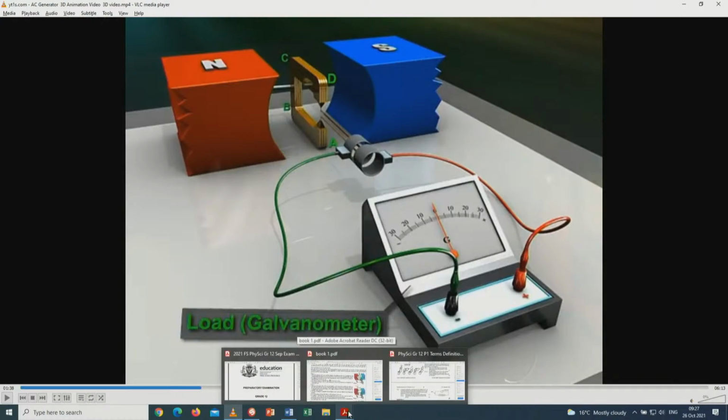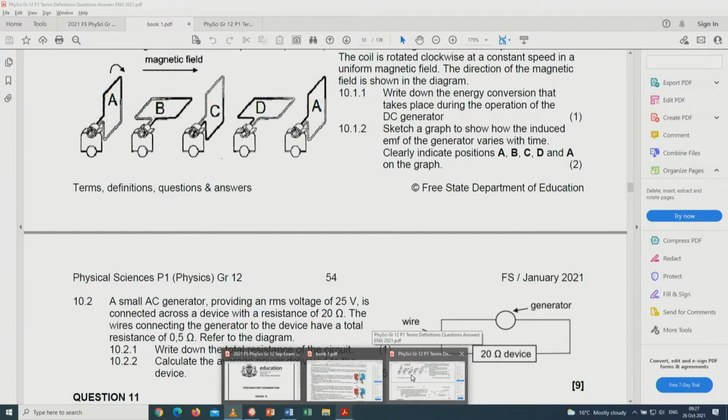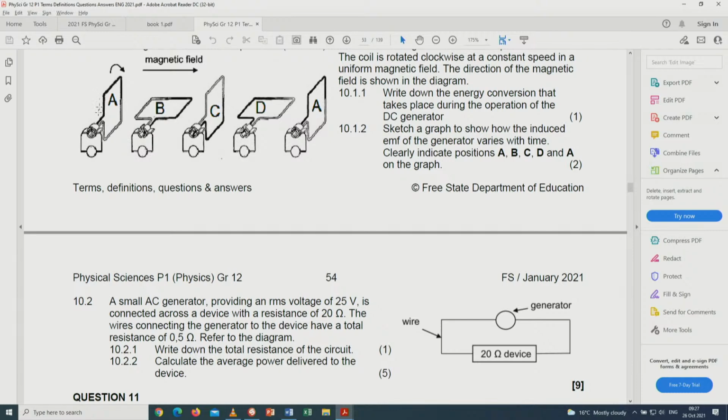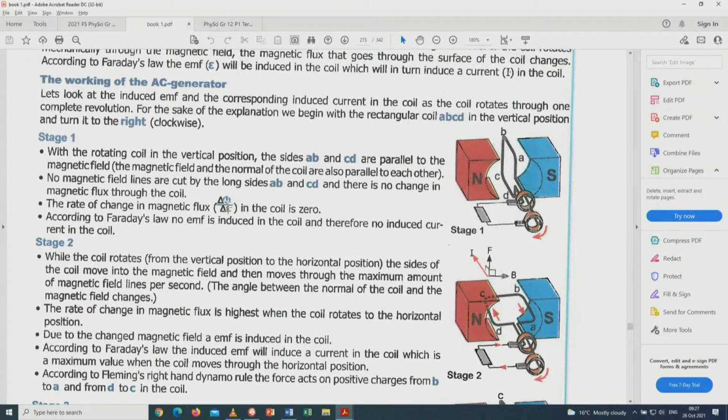Then, I think I have another one. If we look at this question, then that means in A and in C, the coil is in a vertical position. Therefore, there is 0 EMF that is produced there because the rate of change of the magnetic flux in the coil is 0. Then the second position that I want us to focus on is the position whereby your coil is in a horizontal position. When the coil is in the horizontal position, then you are going to have your maximum voltage being produced.